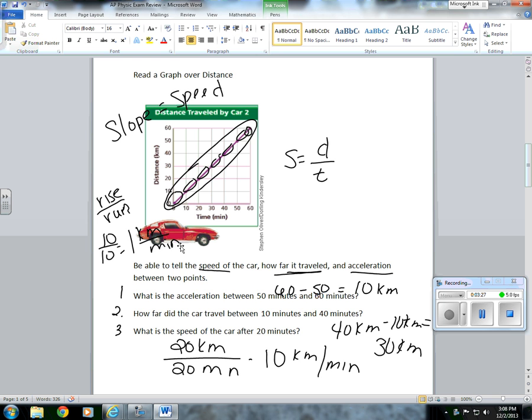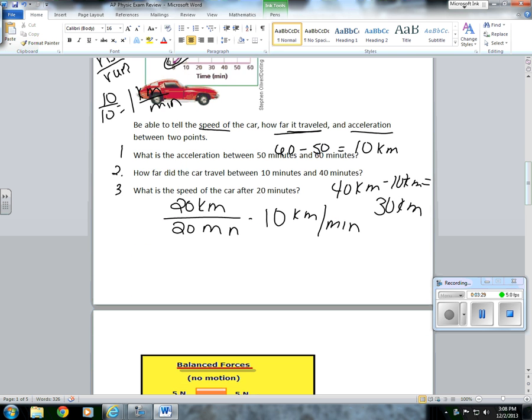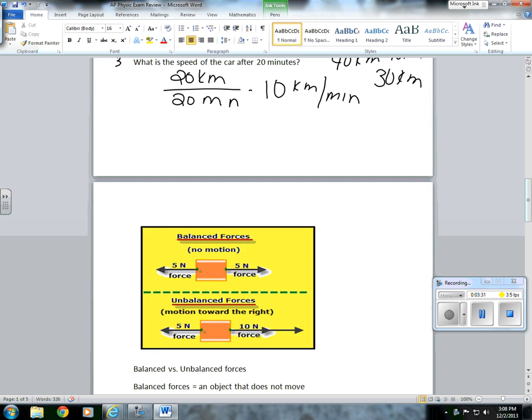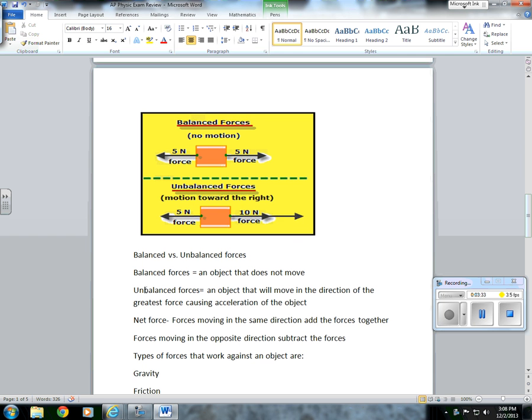All right, so let's move on. All right, so you also have to know how to do balanced and unbalanced forces.